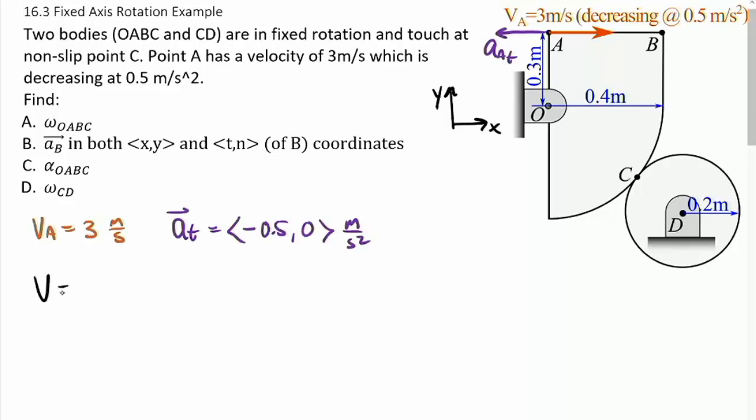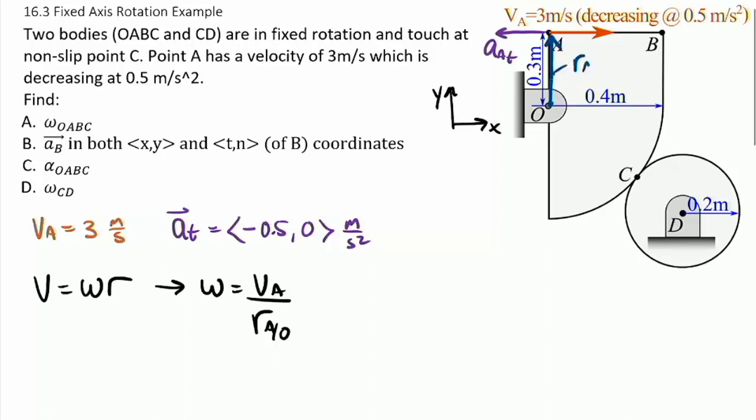We have our scalar relationship, V is equal to omega times R. We can rearrange this so that omega is equal to V of A over R of A relative to O, our position vector starting from our fixed axis point going up to our point A. So we put in the value of 3 divided by 0.3. This was in meters per second, this is in meters. The meters cancel. We end up with 10 something per second. Turns out to be radians per second, right?